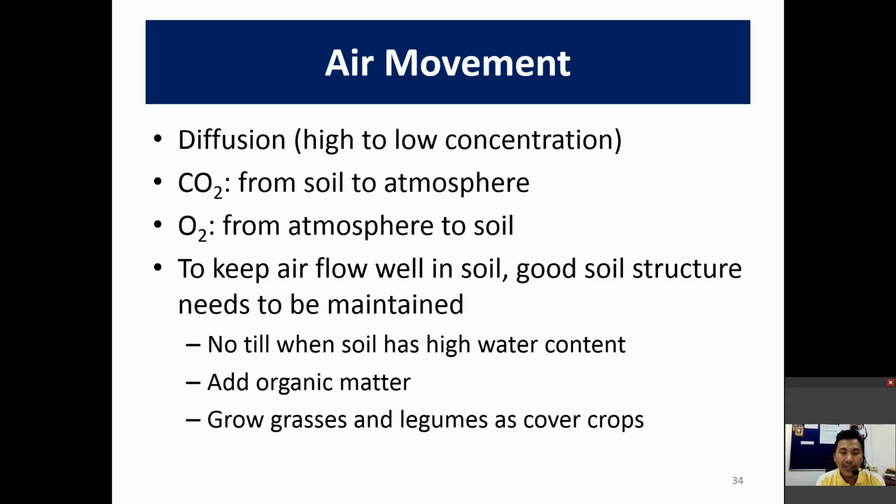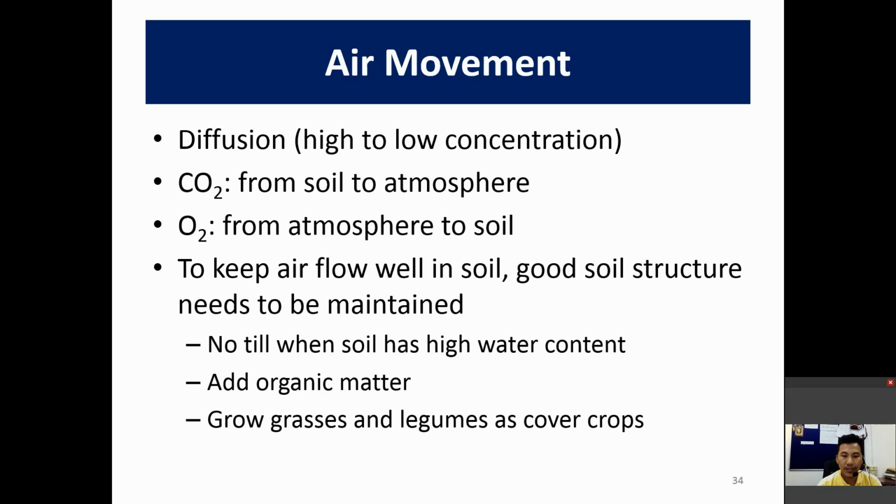For air movement, it totally depends on the mechanism. A major movement for air is diffusion, and that is caused by differences in concentration of the type of air itself, from high to low concentration, of course. So that's why again carbon dioxide goes from the soil to the atmosphere and oxygen from the atmosphere to the soil, and that keeps the airflow very good for plants to use. Now you have to make sure that you maintain such air movement so it goes very well.